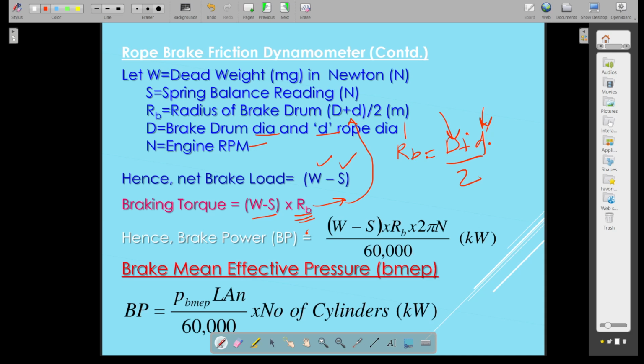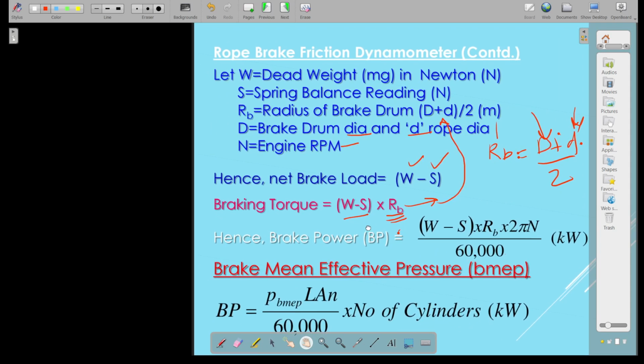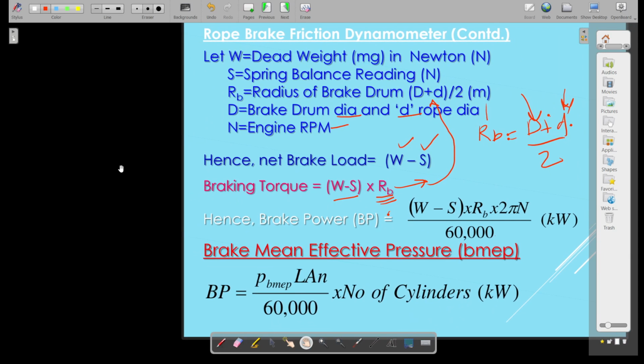So generally I'm just giving you the example. How do I write the brake torque, the brake power? The simple formula for the brake power, this is the basic formula: 2 pi NT by 60 into 1000. If you remember this, you will remember everything. Why 60? Because N is in rpm, so we divide by 60. Why 1000? Because I want it in kilowatts.